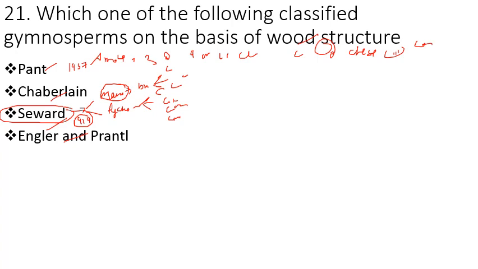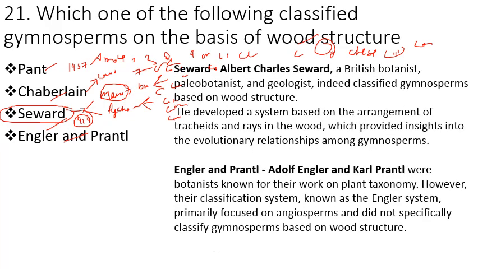The next scientist was Chamberlain. Along with Coulter, another scientist, he gave a classification and they divided gymnosperms into 7 orders. These 7 orders were Cycadales, Cycadophyllales, Bennettitales, Cordaitales, Coniferales, Ginkgoales and Gnetales. And lastly we have Engler and Prantl. They were known for their classification of angiosperms, and they worked in taxonomy. They gave the classification known as the phylogenetic system of classification.